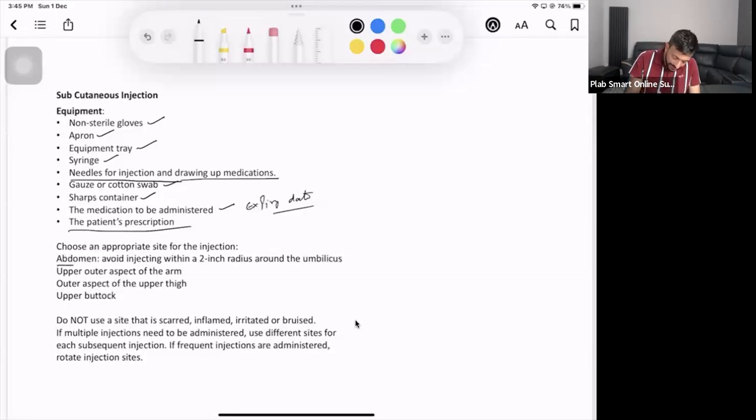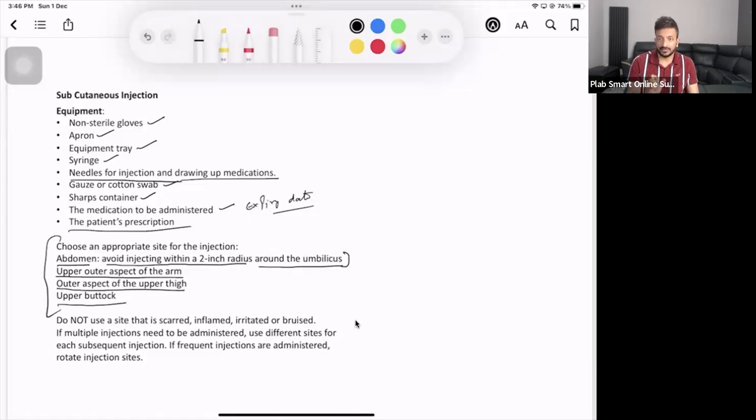So we have got the abdomen. In the abdomen, avoid injecting within a 2 inch radius around the umbilicus. The rest you can give in the abdomen, that's absolutely fine. Then the upper outer aspect of the arm, the outer aspect of the upper thigh, and the upper buttock. So these are the areas where you can give this injection.